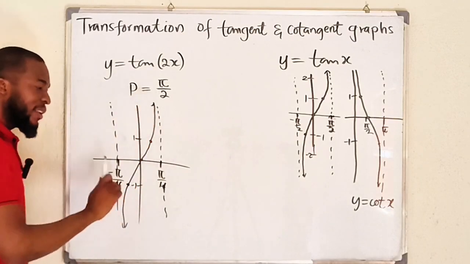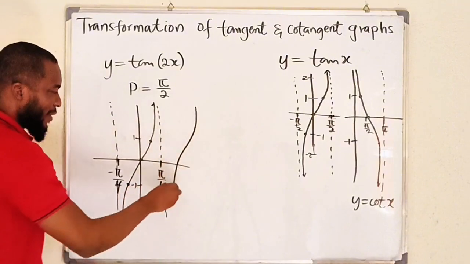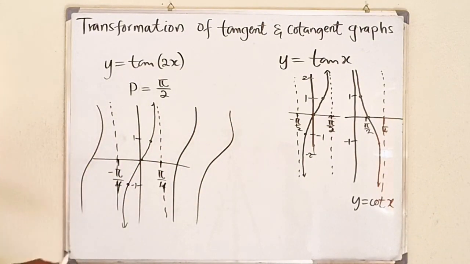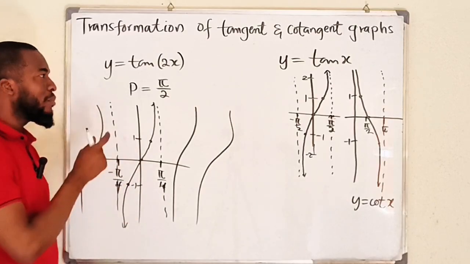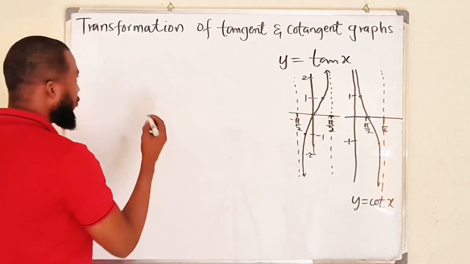One complete period. You could have so many other points to the right and to the left. You understand? But I'm just paying attention to one period. Next, we are going to construct the graph of cotangent 1/2x.